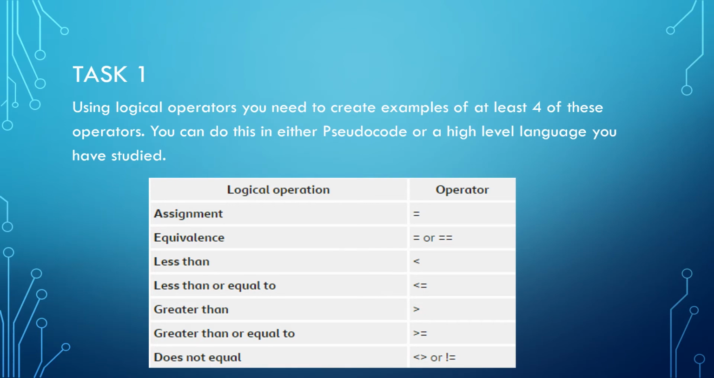So for your first task, you need to use the logical operators. You should create examples of at least 4 of these operators. You can do this in either pseudocode or a high-level language you have studied. So choose different types.